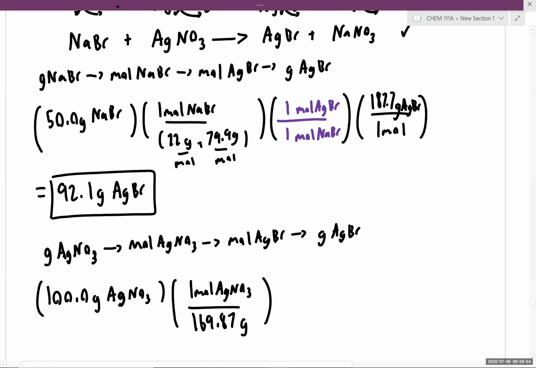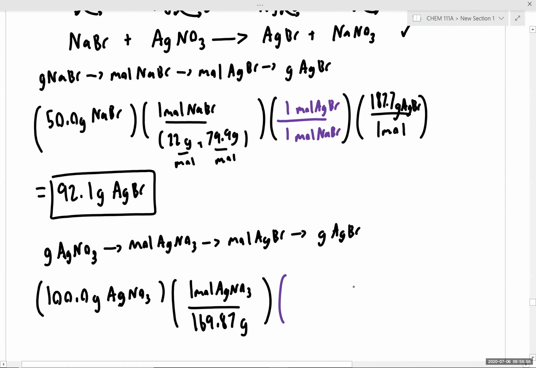Now, again, really critically, what is our mole to mole ratio? How many moles of silver bromide do we produce per mole of silver nitrate? What is our mole to mole ratio?